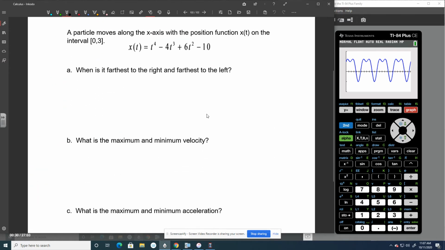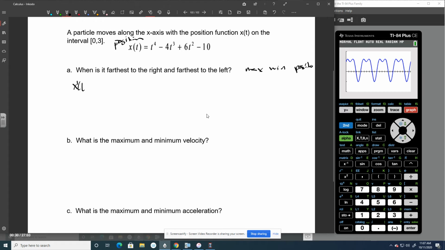A particle moves along the x-axis with the position function on the interval 0 to 3. And it gives us our function. So this is my position function, okay? This is telling me where my particle is. And it wants to know, when is it furthest to the right and furthest to the left? So I'm looking for my maximum and my minimum position. So I've got to take the derivative of my position.